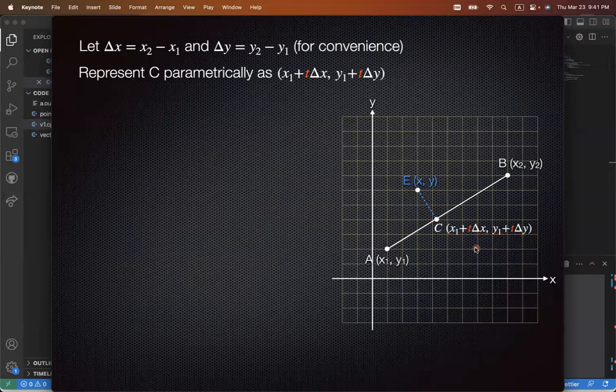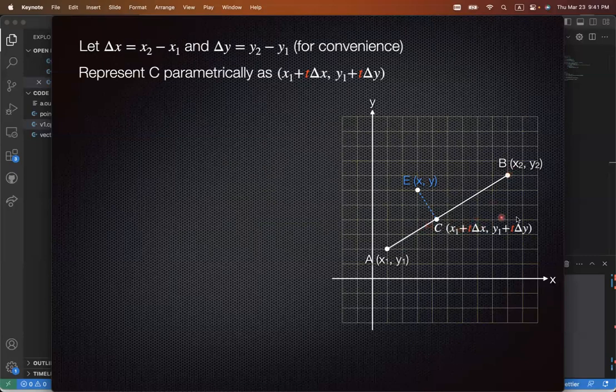And for a moment, just think, when T is 0, C is basically at A, right? This is x1 and this is y1. And when T is 1, remember delta x is x2 minus x1. So doing some algebra, you would know that C would become x2 and y2, which means that C is exactly at B when T is 1. And then when T is 0.5, it will be right in the middle between A and B. So as you dial T from 0 to 1, you would move C from A to B.